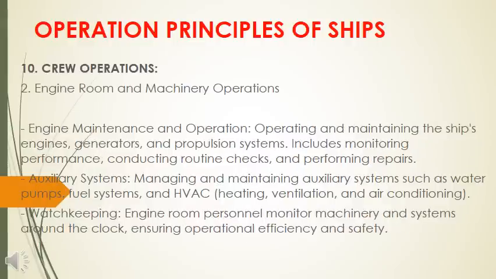The second is engine room and machinery operations. This could be in form of engine maintenance and operation, that is operating and maintaining the ship's engine, generators, and propulsion systems. It includes monitoring performance, conducting routine checks, and performing repairs. We also have auxiliary systems.